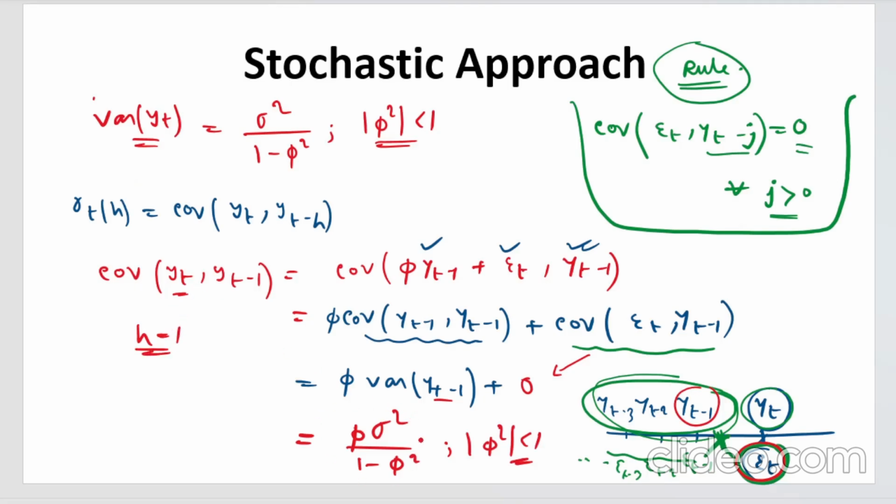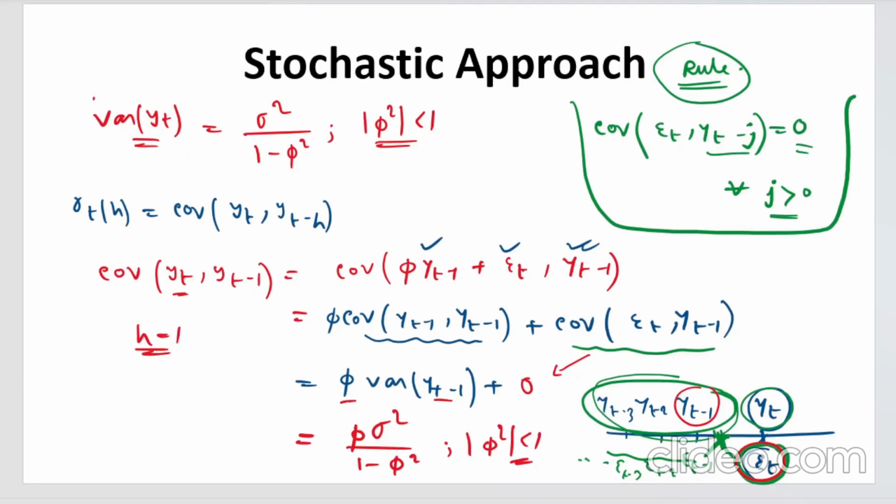H equals to 1, this will be the autocovariance. If you go on doing this, what you will see is that it is basically phi into gamma naught. Phi into gamma naught. Now if you find out this for the second term, let me do it up till the second term.